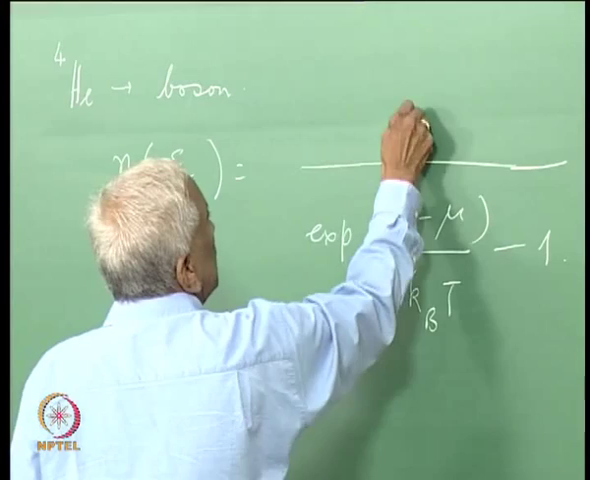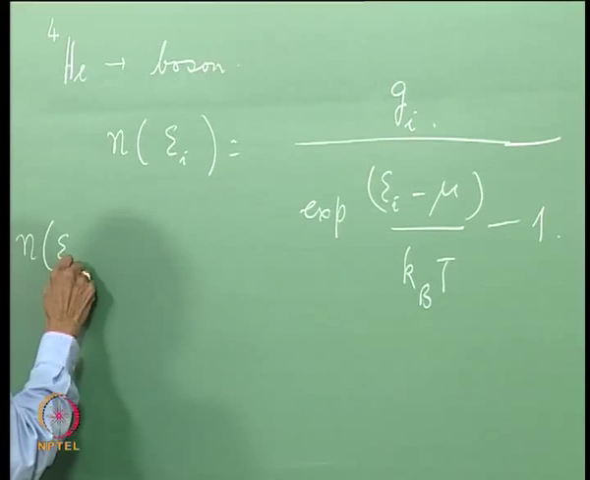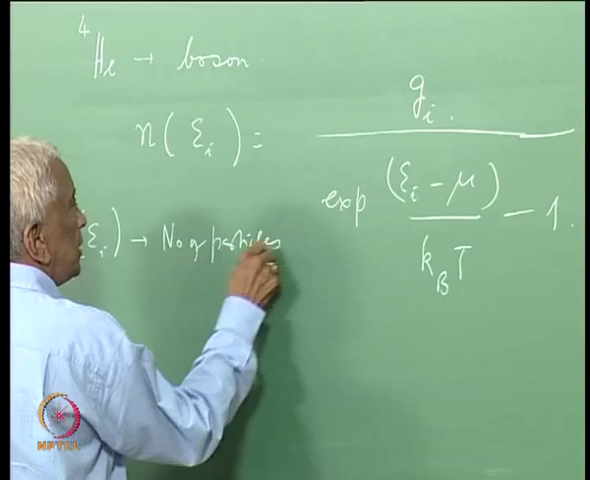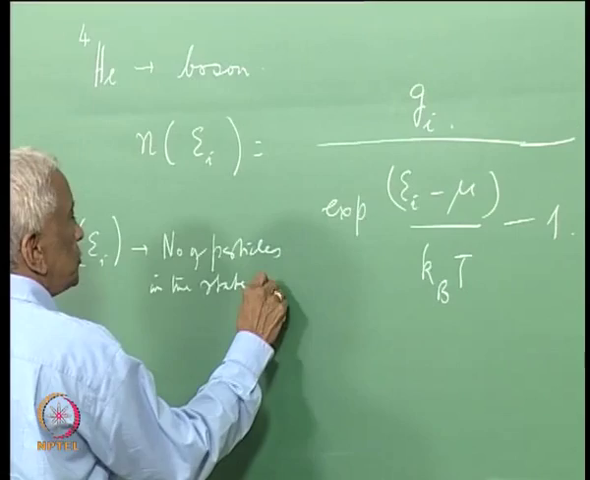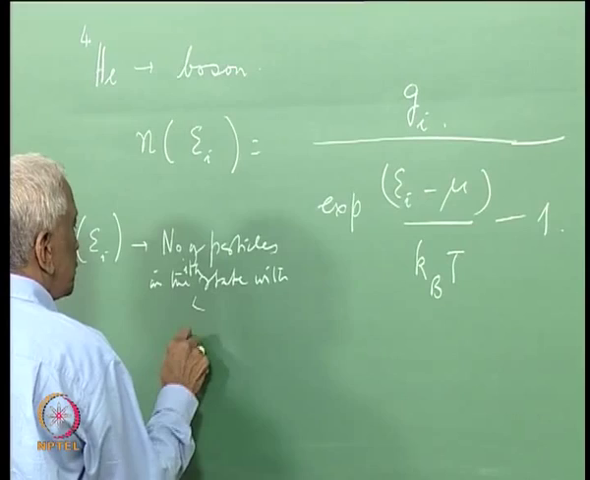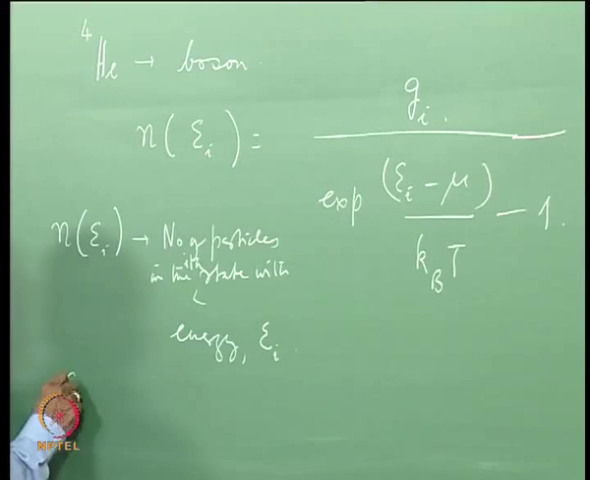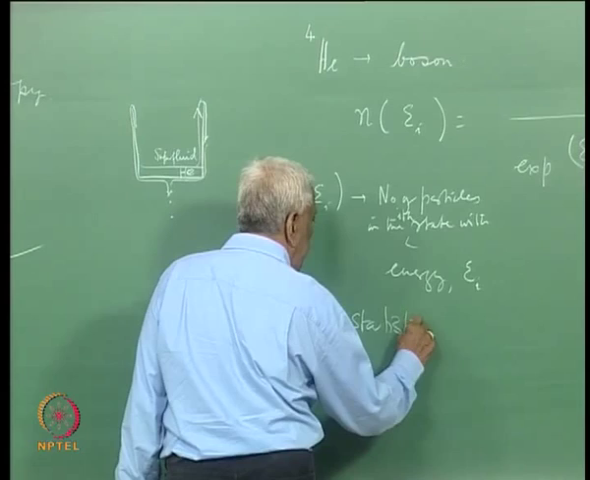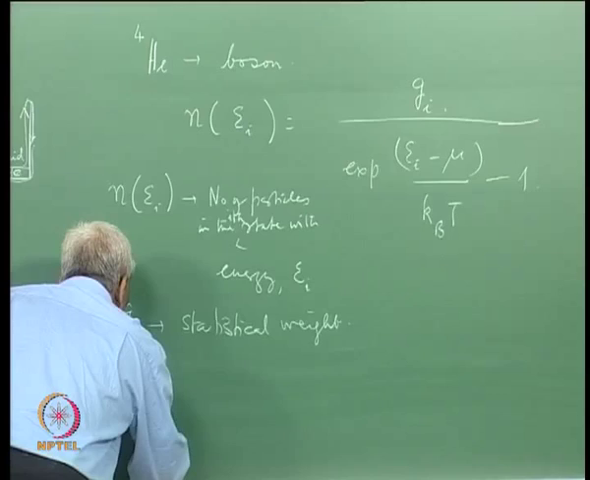where g_i n of e_i is the number of particles in the ith state with energy e_i, and g_i is the statistical weight of this state. Mu is the so called chemical potential.